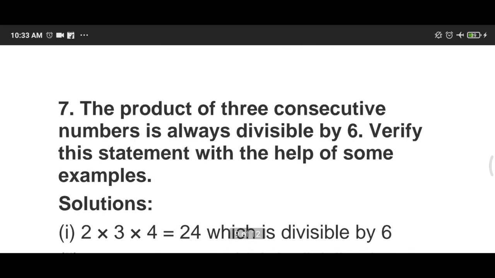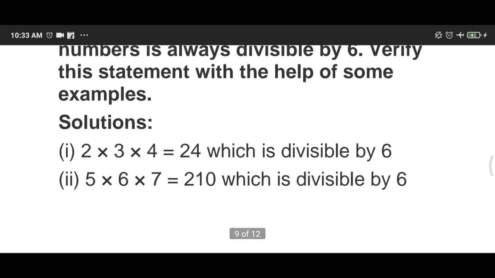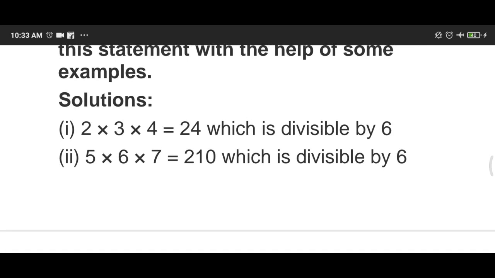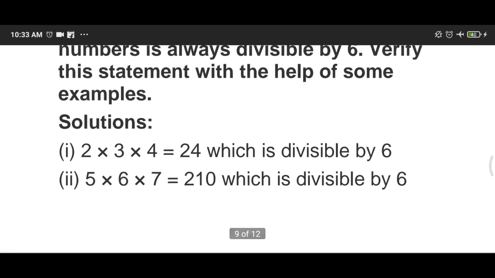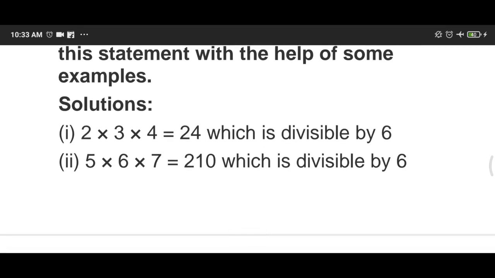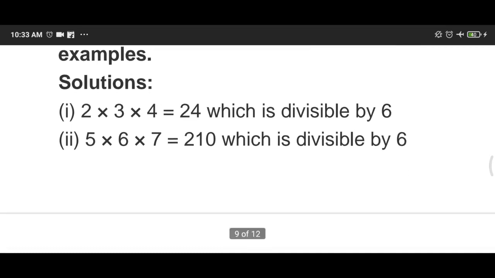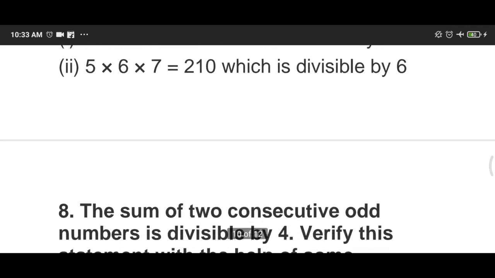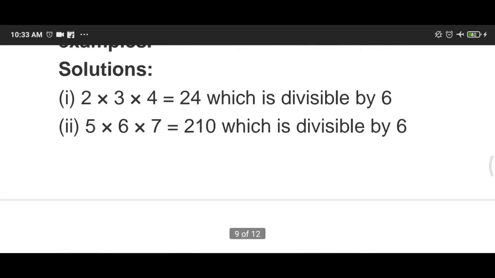Question number 7, the product of 3 consecutive numbers is always divisible by 6. Verify this with the help of examples. That means any 3 numbers that come in a line, consecutive numbers, like 1, 2, 3, 4, 5, 6, 7, 8, 9, if we multiply them, then the product is divisible by 6. We have to write examples like 2, 3, 4: 2 threes are 6, 6 fours are 24. 24 is divisible by 6. Then 5, 6, 7: 5 multiply 6 multiply 7 is 210. It is also divisible by 6. Only 2 examples are sufficient.